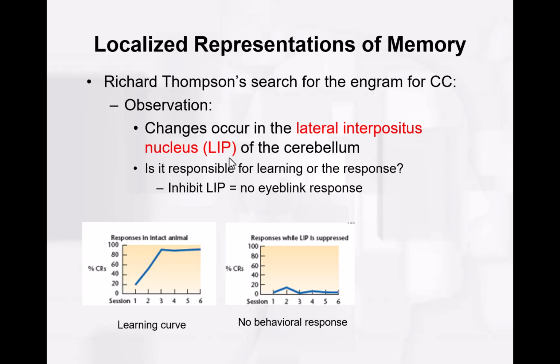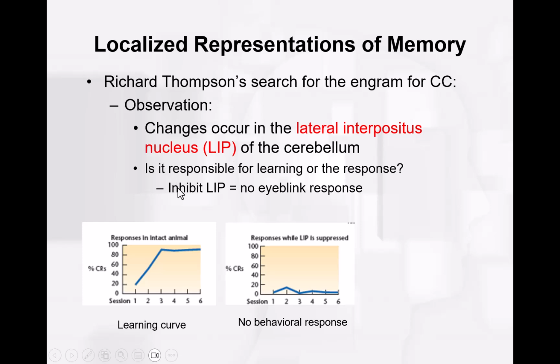You can do this in a number of ways. They had some studies where they actually removed it. I believe that's what's talked about in the video linked in the module page. But in this one, they're inhibiting it, so they're not damaging the lateral interpositive nucleus in any way. You can do this with drugs, and you can do this a variety of different ways.